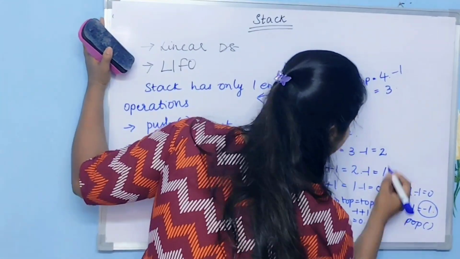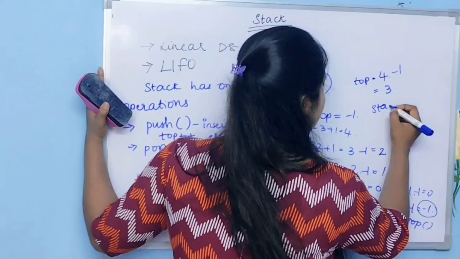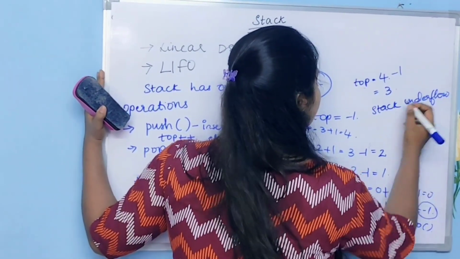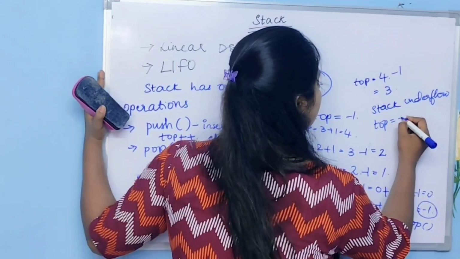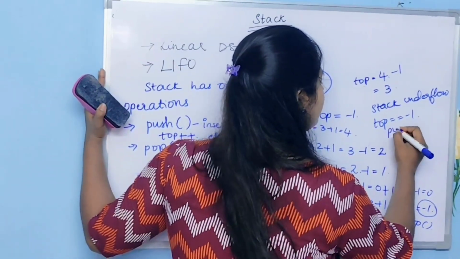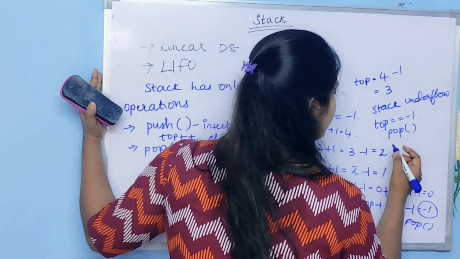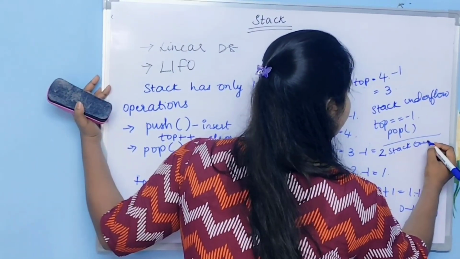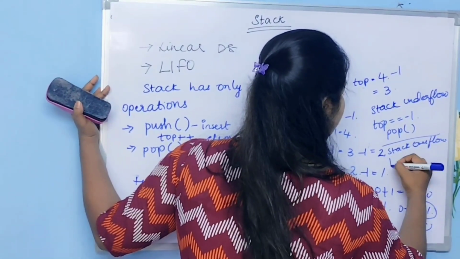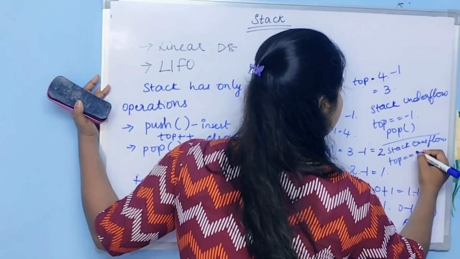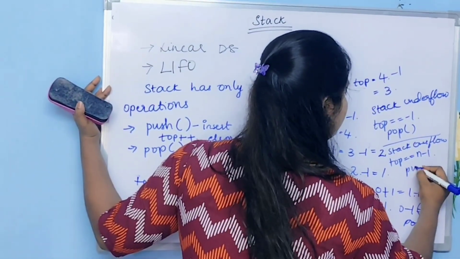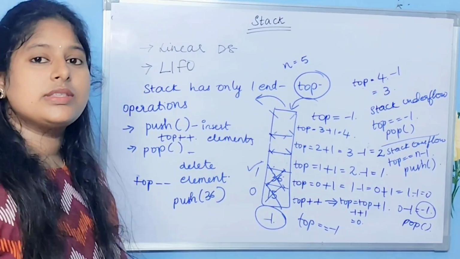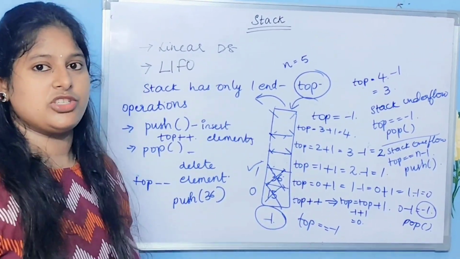Then there is a condition arising. Stack underflow. When top equals to minus 1 and you try to pop, right? Again, for stack overflow, when top equals to n minus 1 and you try to push elements, right? So this is what is called as stack operations. Okay.